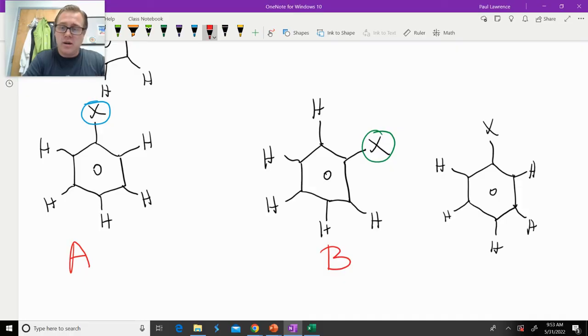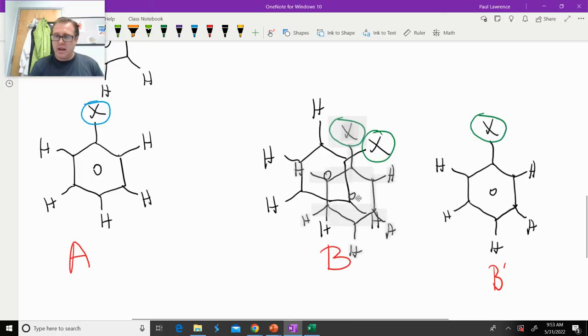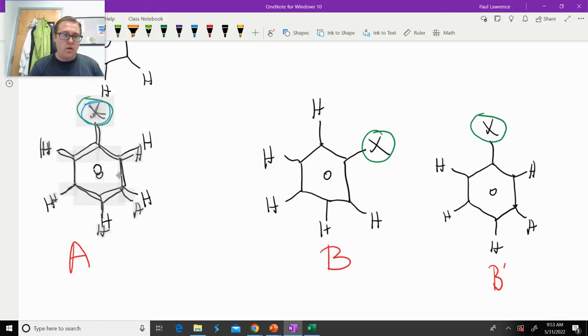So that molecule right there is still B, it's just been rotated. Okay, so we can circle that in green. So if I take molecule B, let's grab it here, and I take it and put it next to A. Do you see how I can overlay it perfectly?